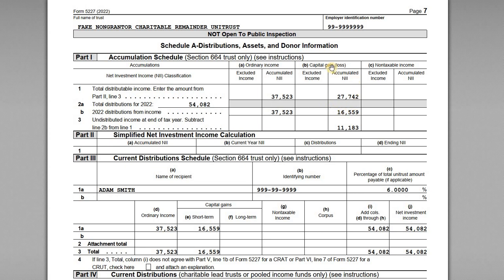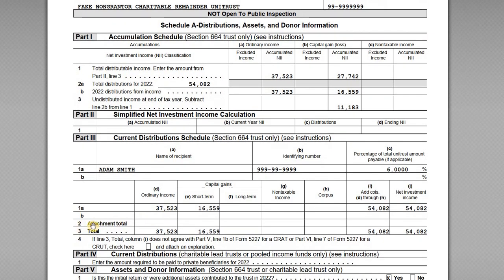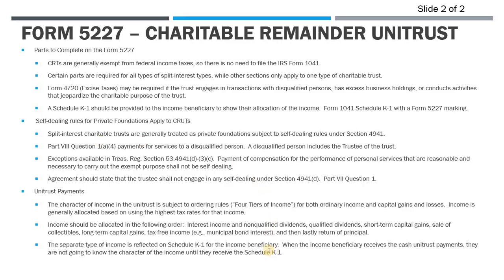So how do we determine what is going to be the character of this income across these baskets? Well, we look at the ordering rules again. So the ordering rules, remember, it's basically coming out of the highest amount of tax that could apply to the income first, right? So income is generally allocated based on using those highest tax rates for income. And so generally we're looking at this following order right here in the second bullet point.